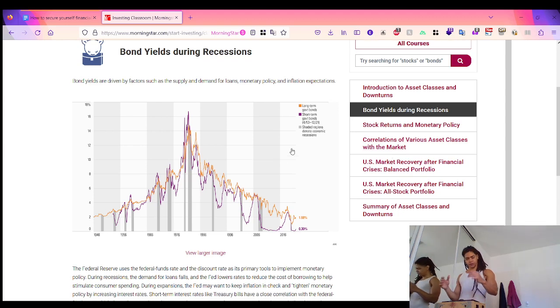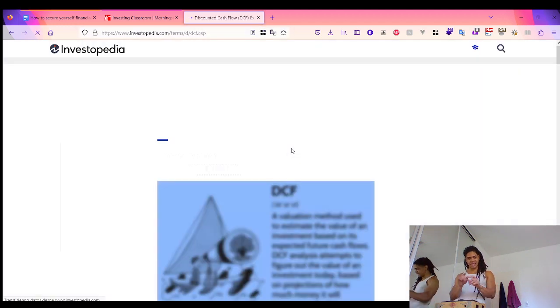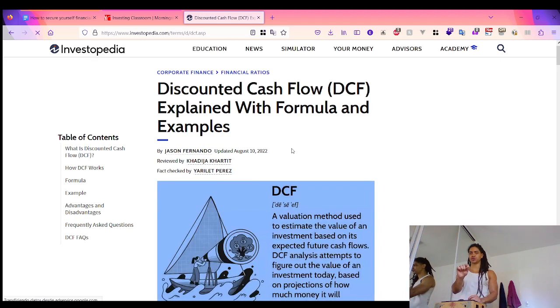So the Fed has as its primary tools the discount rate and the federal funds rate. The discount rate is either the interest rate that the Federal Reserve charges banks for short-term loans, or the rate used on expected future discounted cash flow. And discounted cash flow is just an evaluation method.